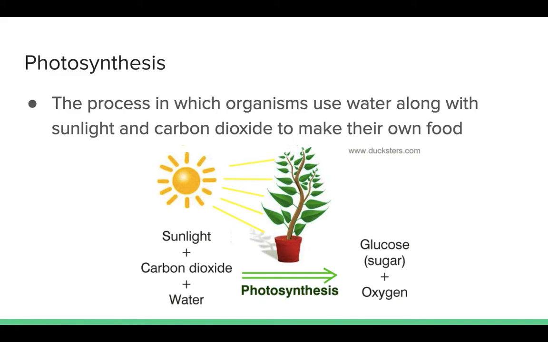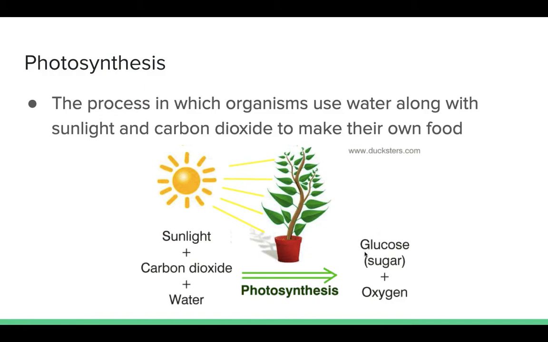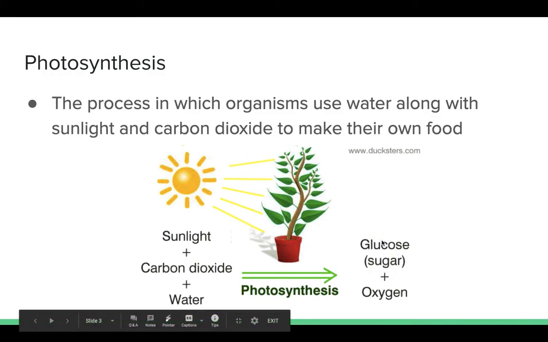So the organism you probably will think of off the top of your head is a plant. Plants undergo photosynthesis. They take sunlight, carbon dioxide in the air, and water. This process of photosynthesis happens, and in the end they get food, which is a type of sugar, and oxygen.